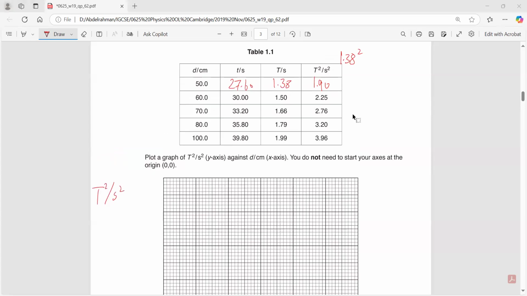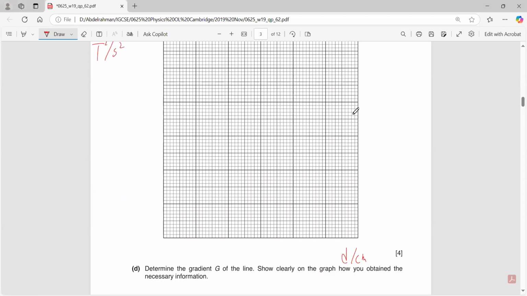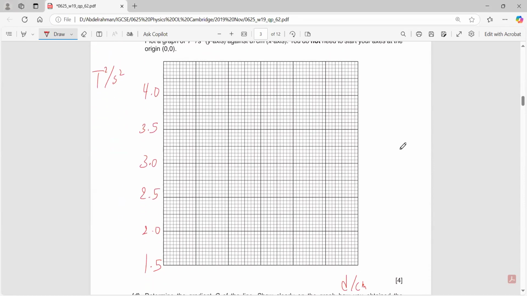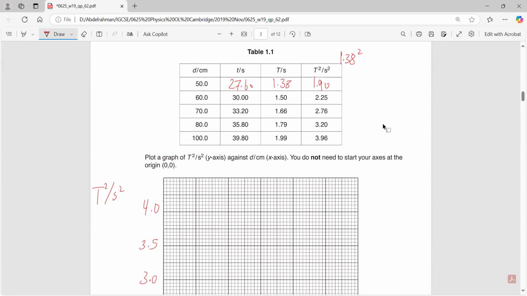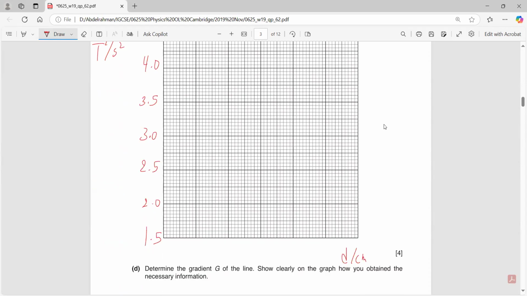So I guess we might start with 1.5 and increment 0.5. Yeah, sounds about right. 1.5, 2.0, 2.5, 3.0, 3.5, 4.0. Yeah, just about right. And then on the x-axis, the distance 50, 60, 70. Okay, we can just plot them as they are. So 50, 60, 70, 80, 90, and 100.